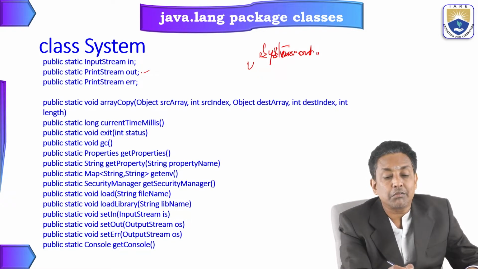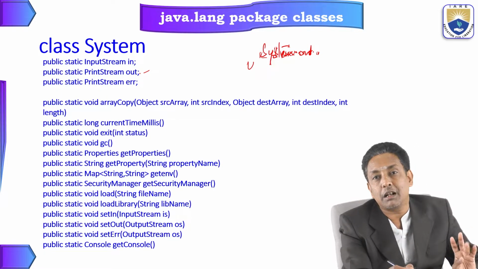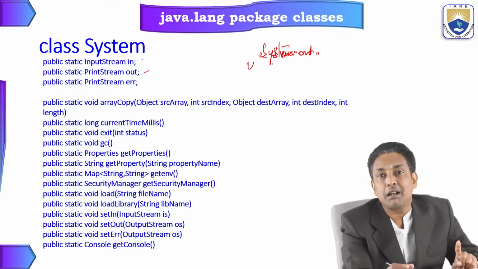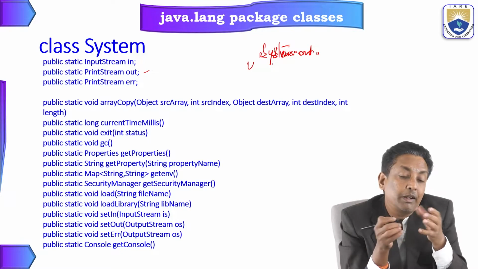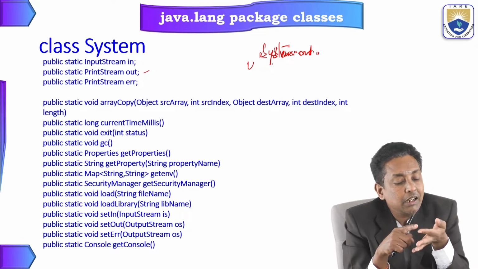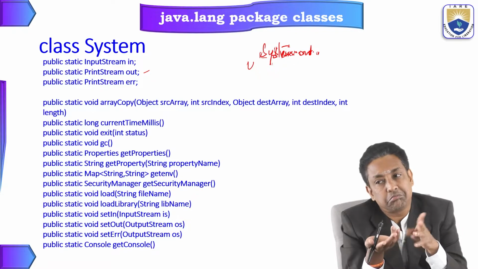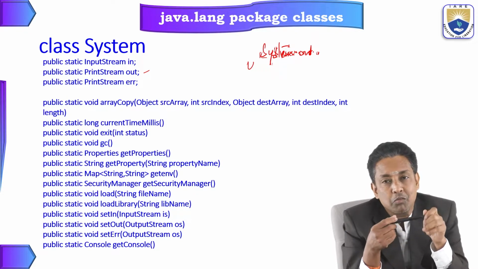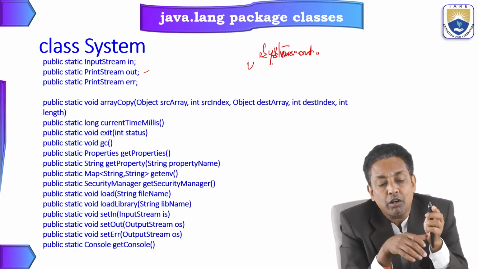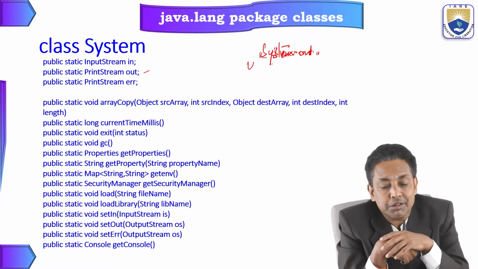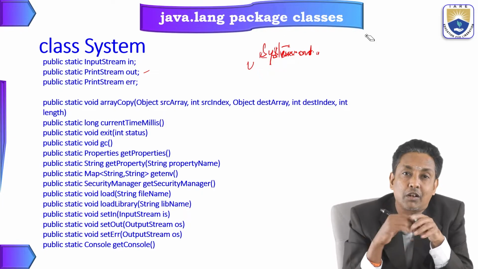And in the PrintStream class, two methods are given, print and println. Each of the print and println methods is overloaded more than 10 to 11 times. So the print and println methods take byte, short, int, long, float, double, char, boolean, object, string. So those methods will take any type of object as argument.